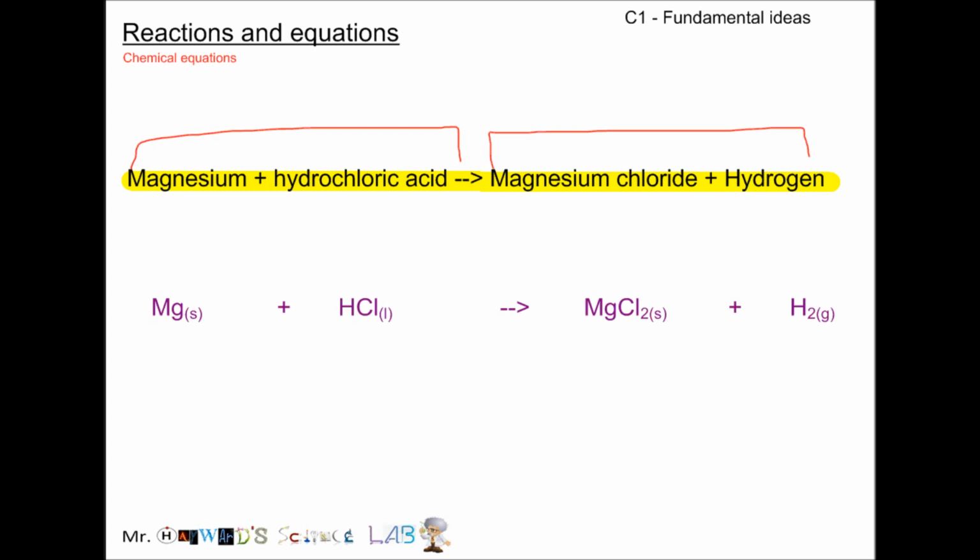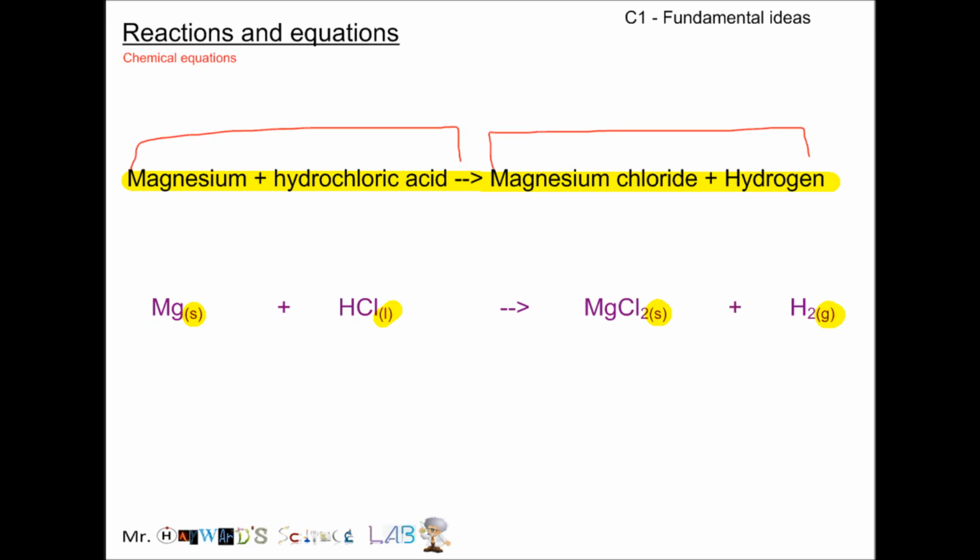And as we move into Key Stage 4 and Key Stage 5, we start using the symbol equations a lot more. Now, the symbol equations tell us a lot more things. So to start with, it still tells us our reactants and products. It tells us we've got magnesium and hydrochloric acid reacting to produce magnesium chloride and hydrogen. The additional things it tells us are the state symbols of each substance. So it tells us that magnesium is a solid and hydrogen is a gas. Okay, so it tells us the state symbols.